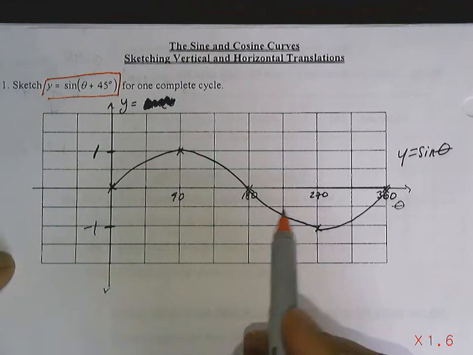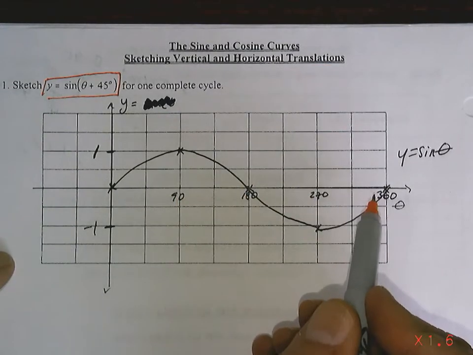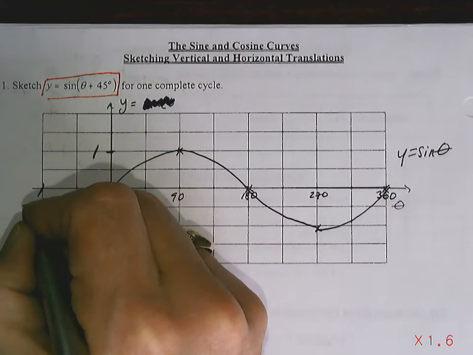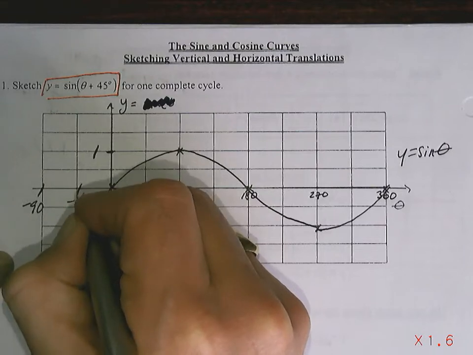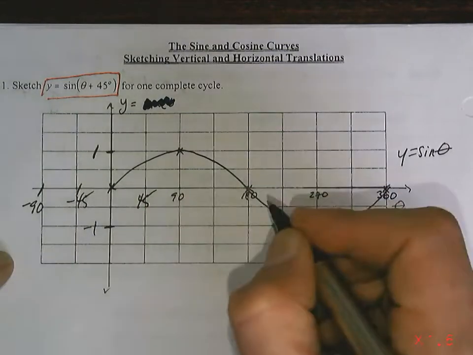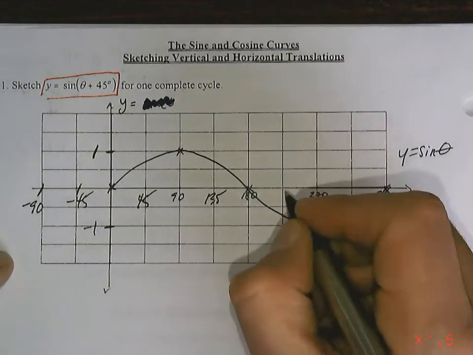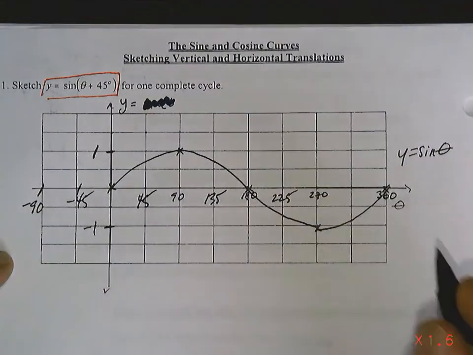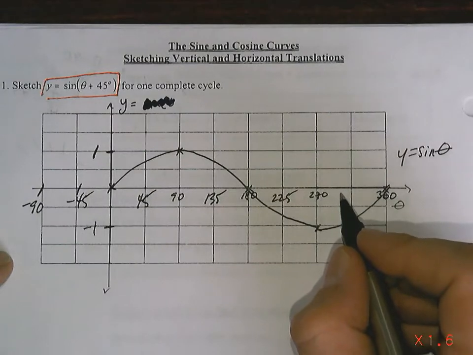Can I find 45 degrees? Well, since I sketched in 90s, 45 should be half of that. So this will be -90, which means this will be -45. This will be 45. This will be 135. This will be 225. And I hope that's all I need. Nope, I'm going to need one more. 315.